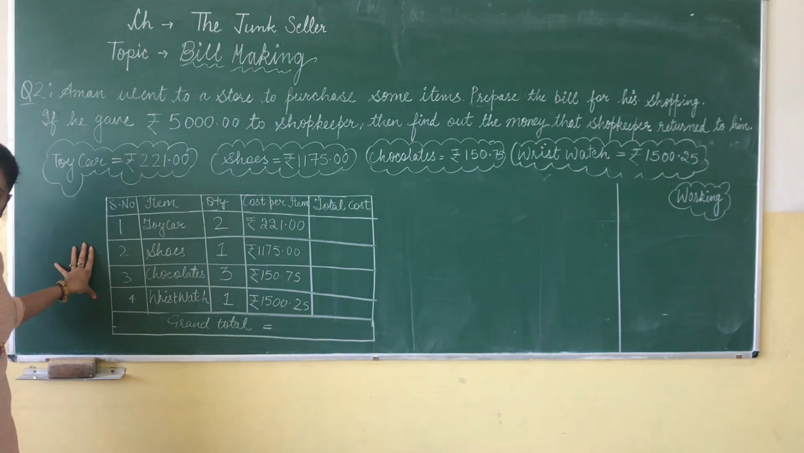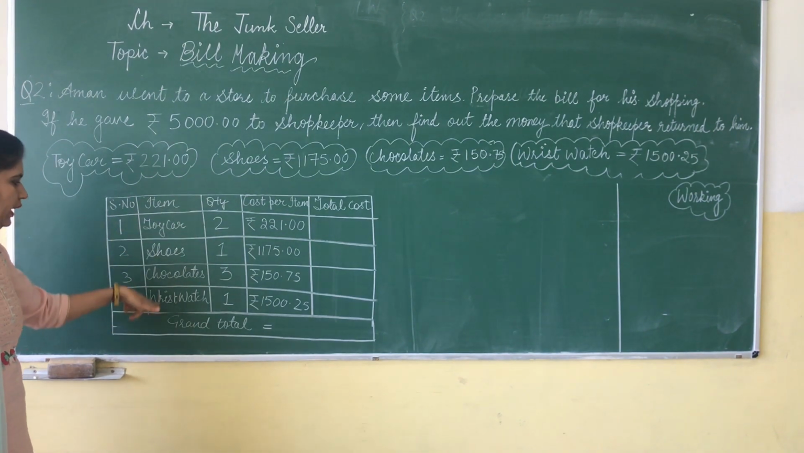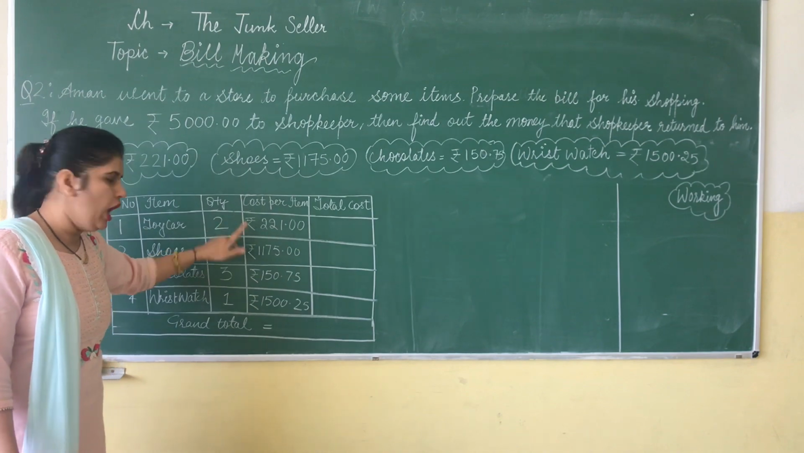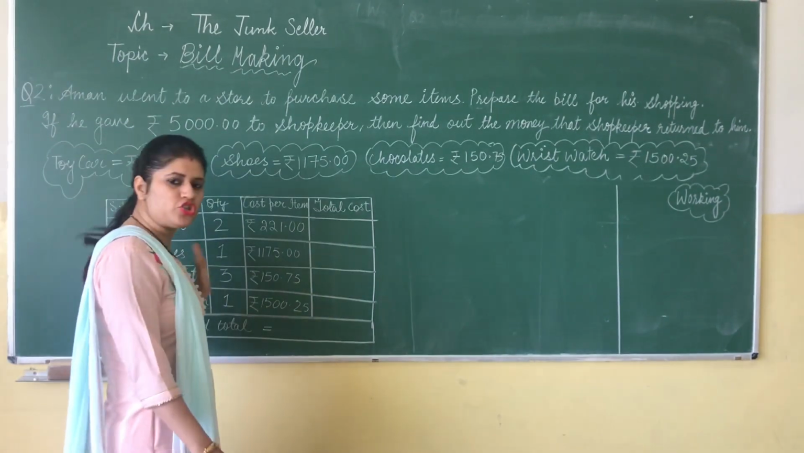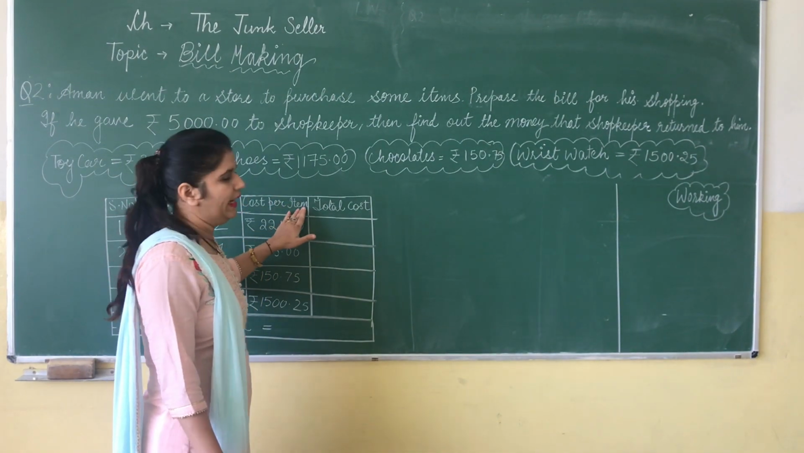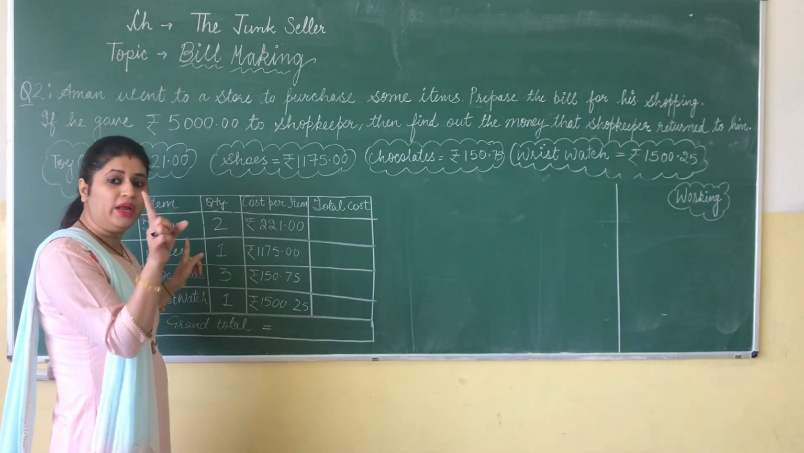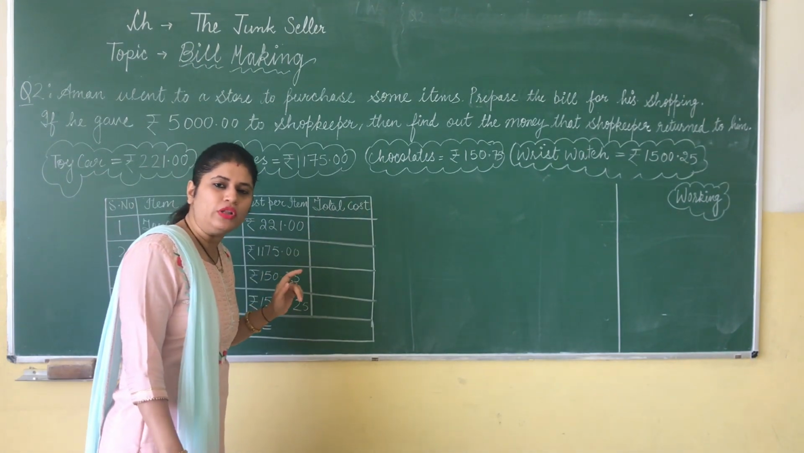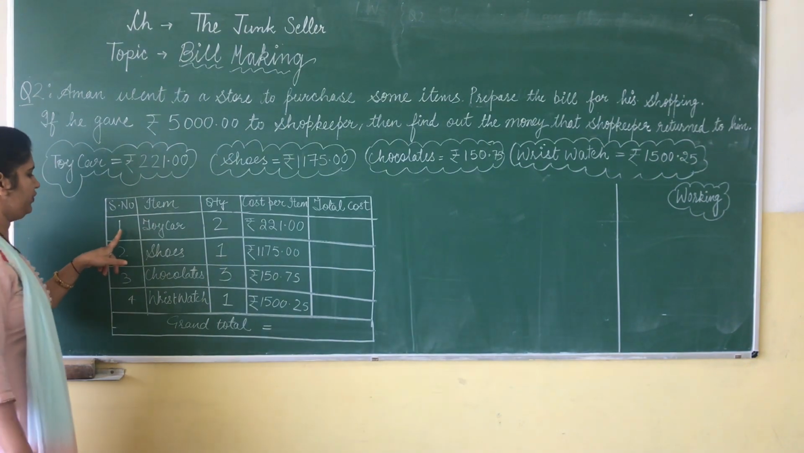This is the format of a bill. In this, the first column is the serial number, the second is the item, same as the earlier question. In the third column is quantity: how many toy cars he has purchased, how many shoes, how many chocolates he has purchased. In the fourth column is the cost per item, like 221 rupees for one car. In the fifth column is the total cost of all the items. Okay, let's start with the first.